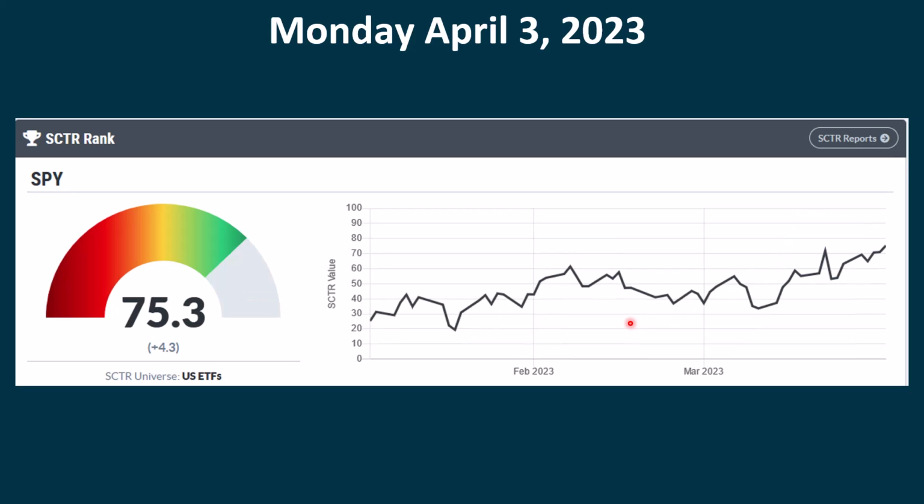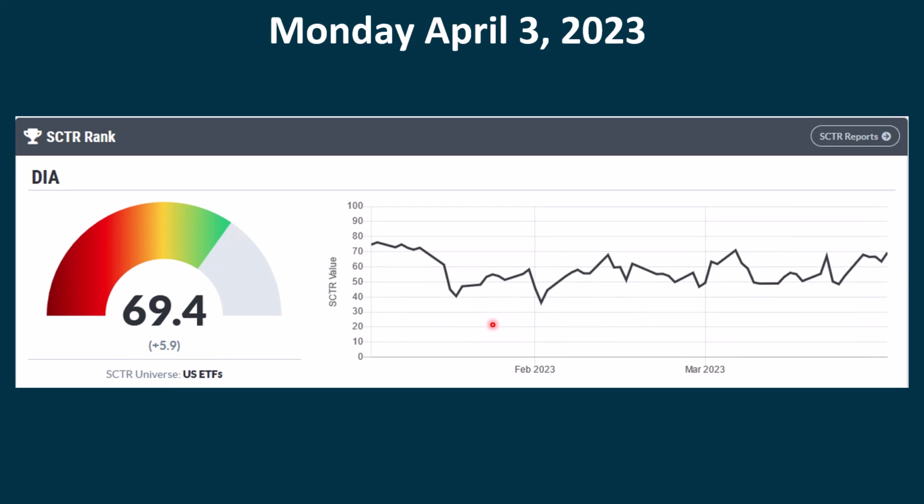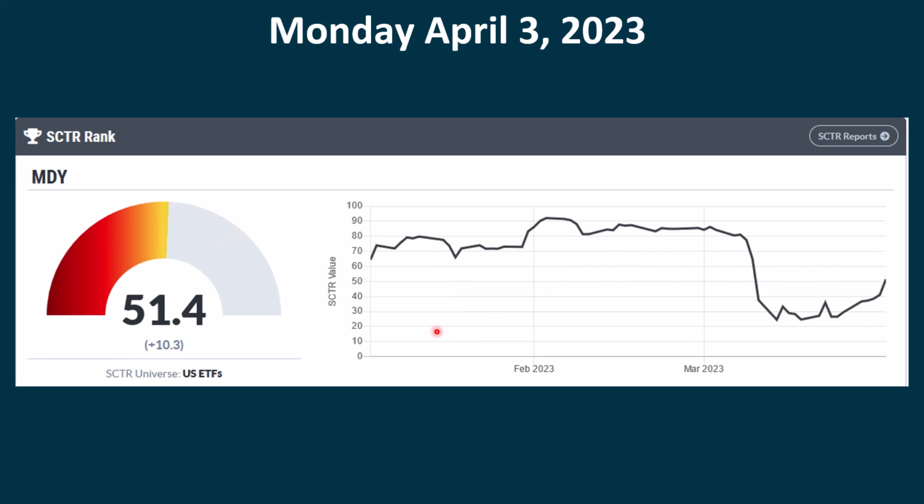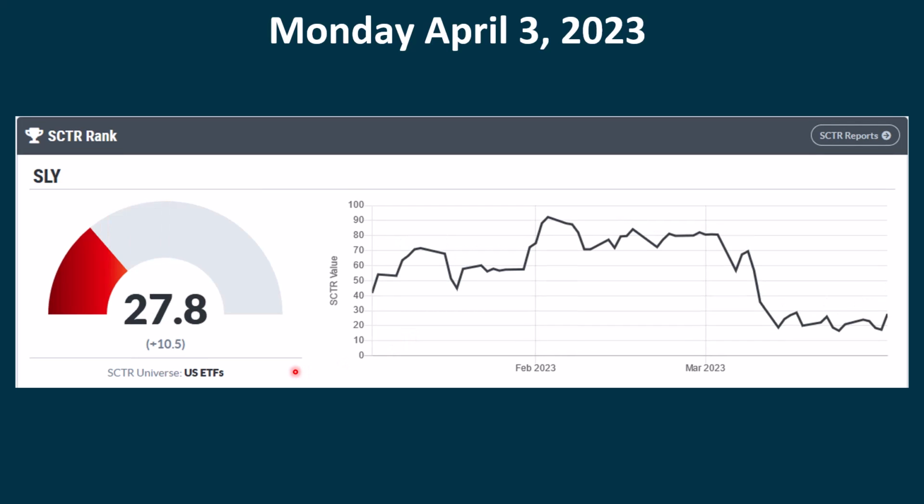Then in second place is the S&P at 75.3. In third place is the Dow at 69.4. Fourth place are mid-caps, 51.4. And then in last place, and the index that's been suffering lately, are the small caps at 27.8.